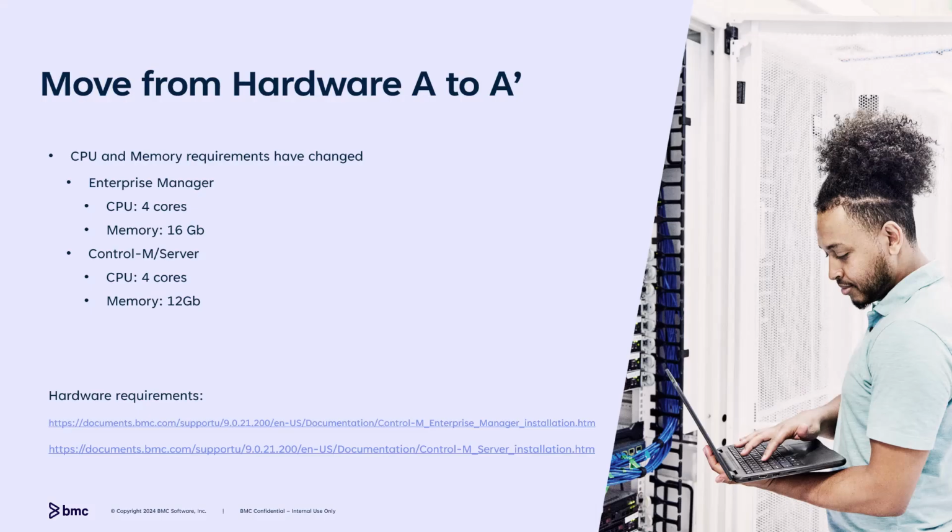Moving because of new hardware. In release 9.0.21, minimum hardware requirements have changed. Both Enterprise Manager and Control-M Server require additional CPU and memory. Enterprise Manager requires 4 cores, 16 gigabytes of memory. Control-M Server requires 4 cores, 12 gigabytes of memory. Control-M hardware requirements can be found in the installation guide.